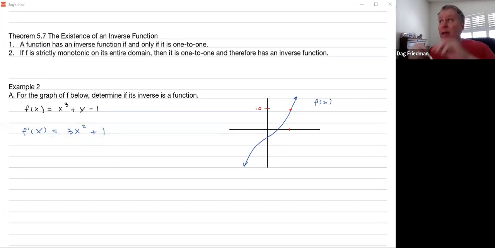What does that tell me? That means this function's always increasing. Therefore, it's monotonic, and therefore, the inverse of this function right here, the inverse is also a function. Okay, so notice how we can use derivatives to determine if a function is monotonic. So one of the questions was, is every one-to-one function monotonic? And the answer is yes.